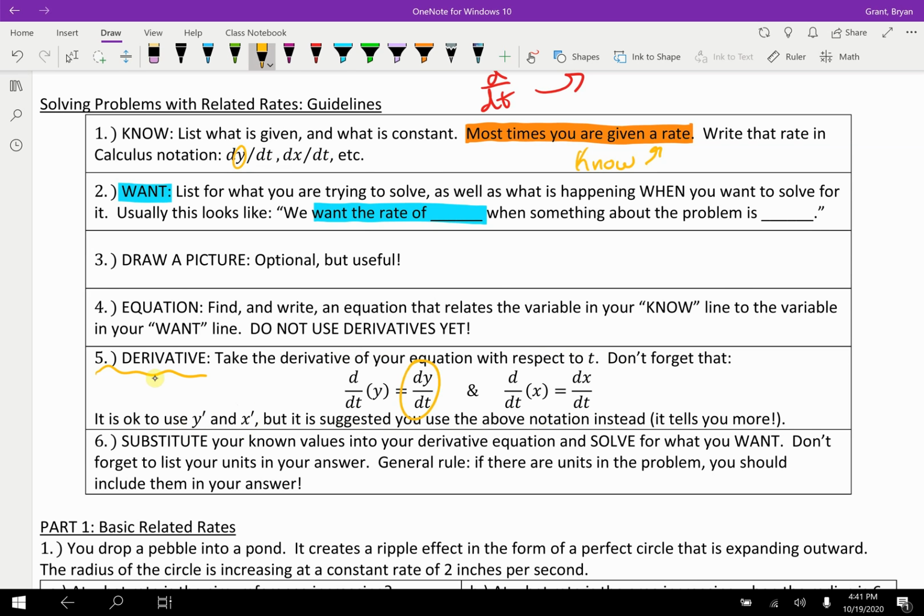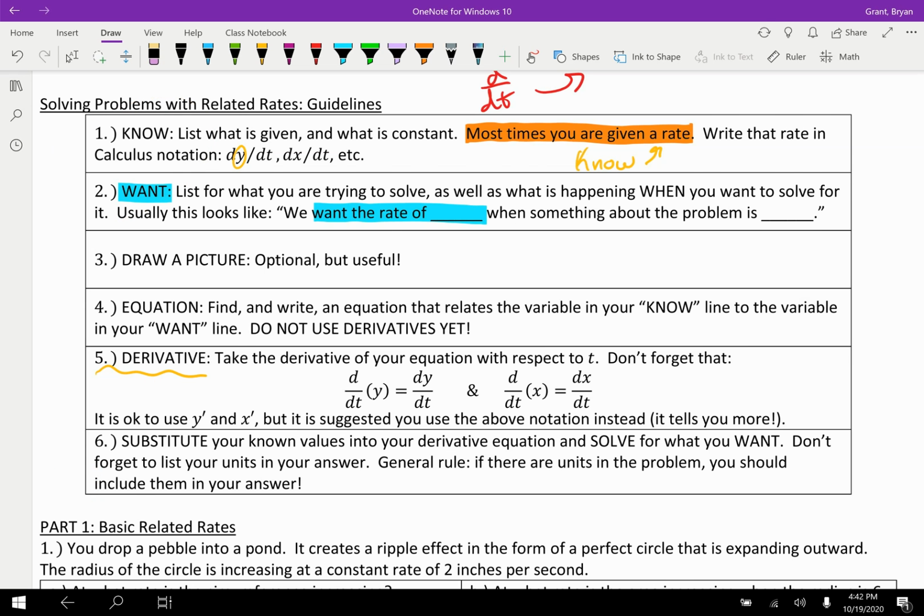It is okay to use y prime and x prime. I much prefer, though, dy dt and dx dt, because as soon as you get three variables going on and you see y prime, you might say, well, wait, is y prime dy dx? Or is it dy dt? That Newtonian notation really doesn't give us a clear enough picture, so I really suggest that Leibniz form that's written there. And then last but not least, once you've taken your derivative, you take the knows and wants, you plug everything into your derivative, and solve.